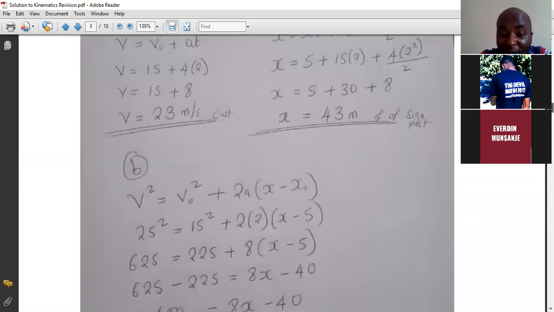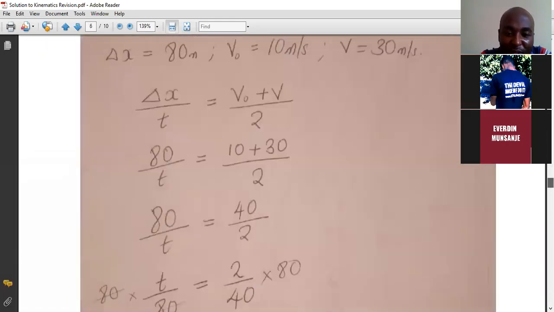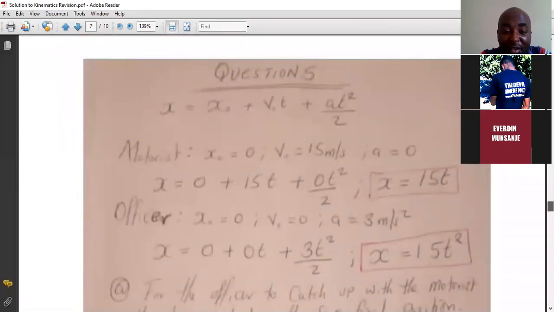So this is two particle motion. It's a bit involving. I can't sugarcoat these ones, so you need to reason a lot. If someone is chasing someone, we are trying to say the motion starts at the same point.